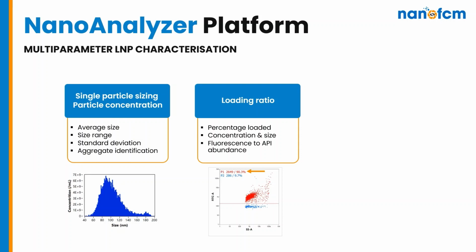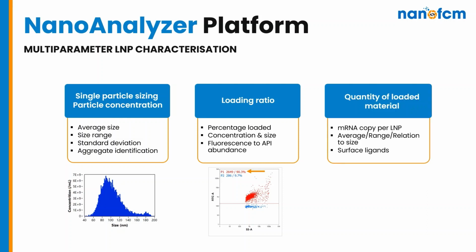You're able to easily detect the loading ratio through simple, routine, intuitive experiments that will show you from the number of particles you have, what percentage are loaded with the cargo you want, the concentration and size of that distribution, and the fluorescence abundance of these different cargoes or APIs, and the quantity of loaded material, mRNA copy per LNP, average range in relation to size when it is or isn't loaded, if it is related to the size. The presentation of other surface ligands or targeting moieties can be easily detected alongside the nucleic acid cargoes and the size of the particle.